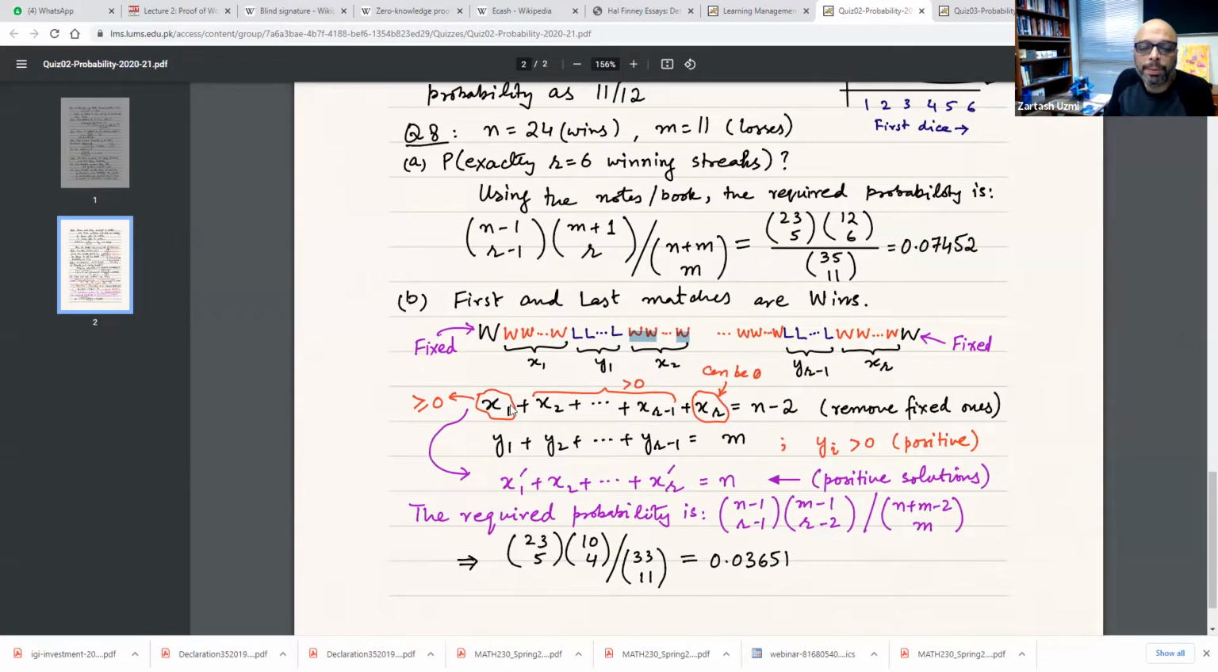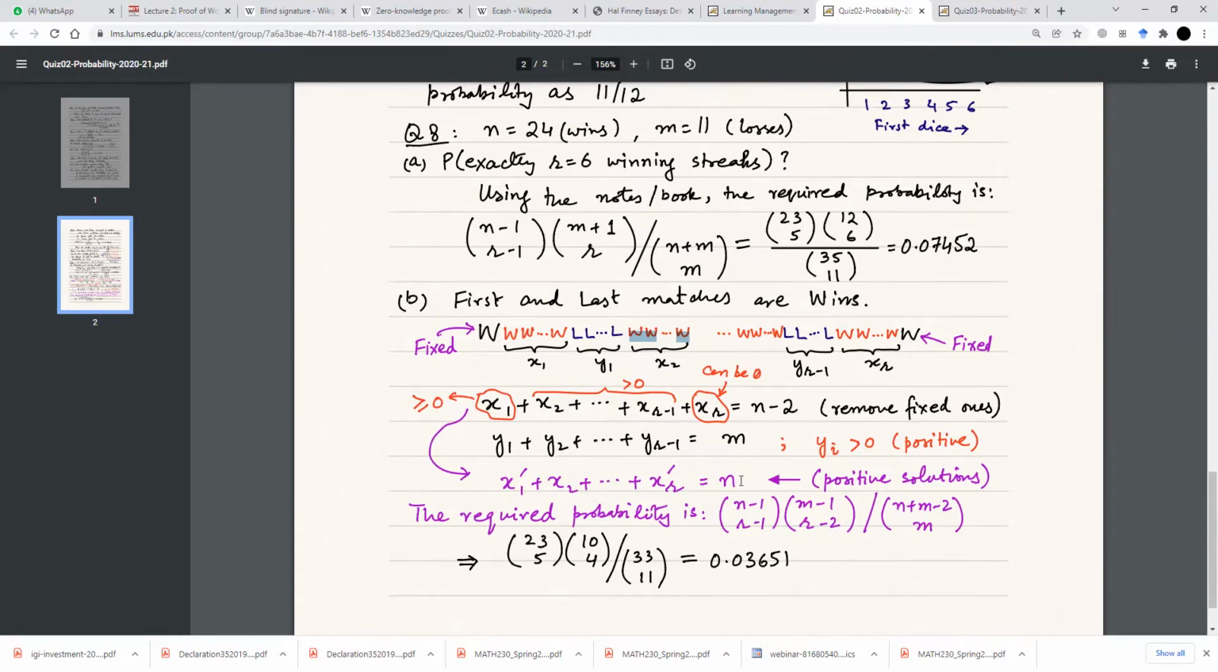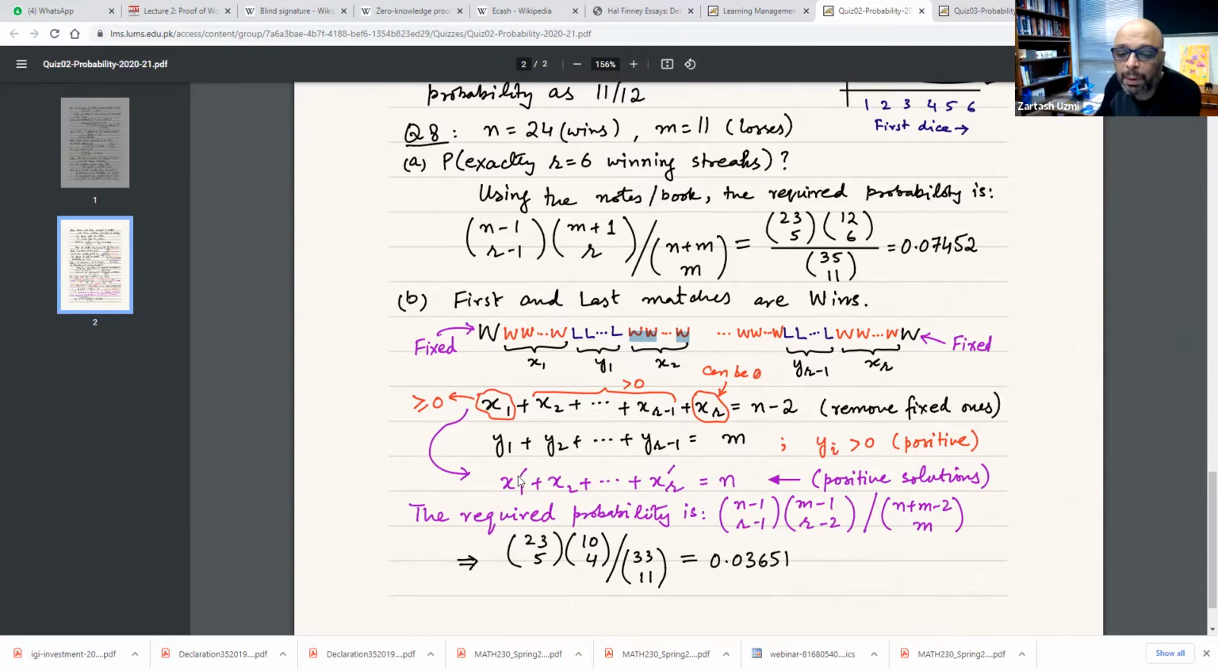Then I can transform this equation, x1, x2, all the way to xr. In it I replace x1 with x1 prime. By replacing it with x1 prime, I need positive solutions, which means x1 prime has to be greater than 0. So I transformed x1 into x1 prime, with a difference of 1 between x1 and x1 prime, and I moved that difference of 1 to the right-hand side, so n-2 became n. So x1 is basically x1 prime minus 1.